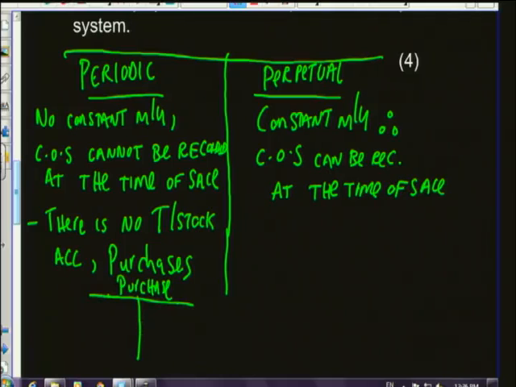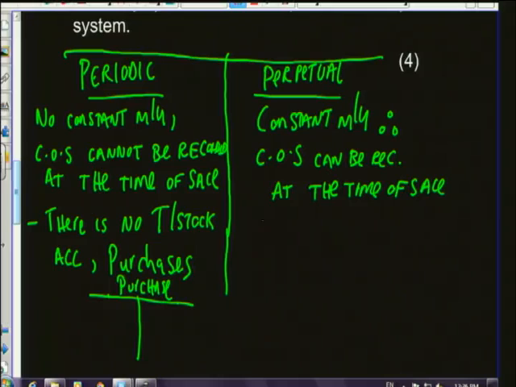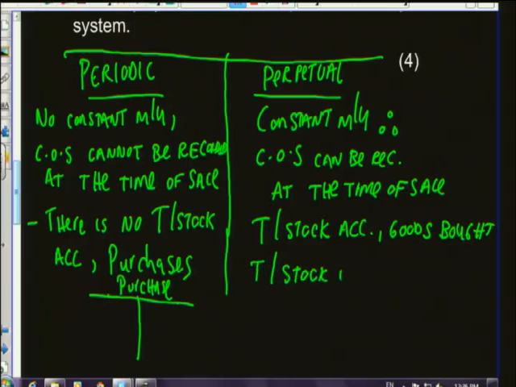Students also like to mention that every time stock is purchased, the purchases ledger account is debited. So there's a variety of ways in which you can word this, but remember, it's important that you are explaining the difference. Perpetual inventory system, here it's going to be the complete opposite. There is a trading stock account, and every time goods are purchased or goods are bought, trading stock will be debited.